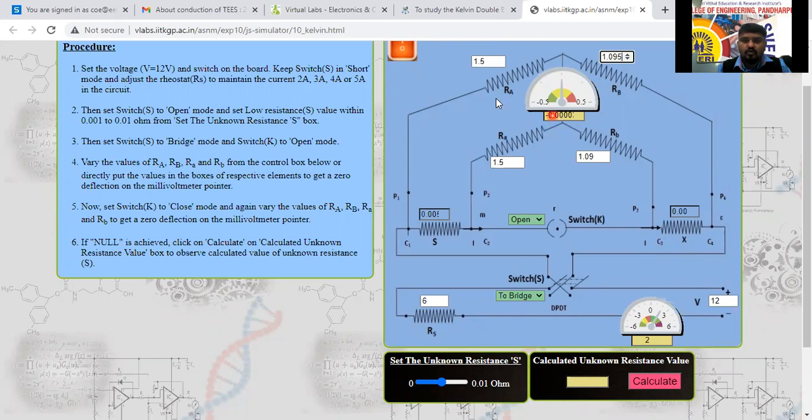Yes, sir. So we can consider P equal to 1.5, Q equal to 1.095, and S equal to 0.005, and X equal to R. We have to identify the value of this one. So the formula will be like this. We have to identify the unknown value of resistance. We have to calculate by using this.